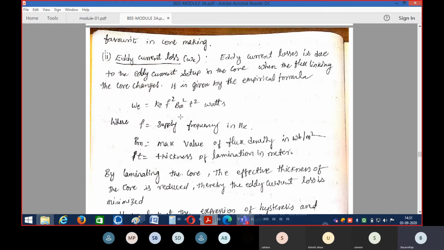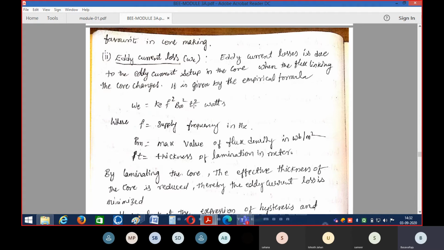Actually, to reduce the eddy current power losses in the transformer core, instead of using a solid core, we will sectionalize the transformer core into smaller laminations, and in that process we can reduce the amount of eddy current losses taking place in the transformer. This complete process is what we call sectionalizing the transformer core. Instead of using the solid core, we sectionalize it into thin laminations, and this T represents the thickness of the individual lamination.